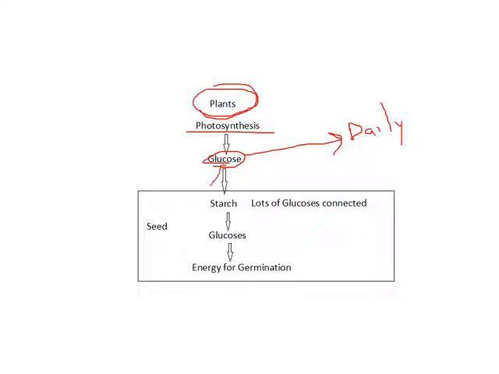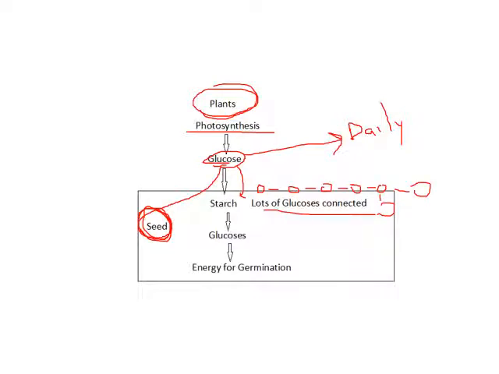But what happens is a lot of the glucose gets put into the seeds of the plant. And this glucose gets stored, I mean, as starch. So the glucose goes into the seed, and what the seed does is it combines all the glucoses together to form starch.